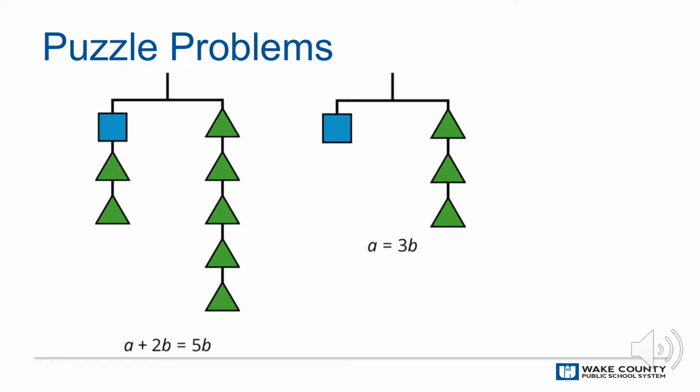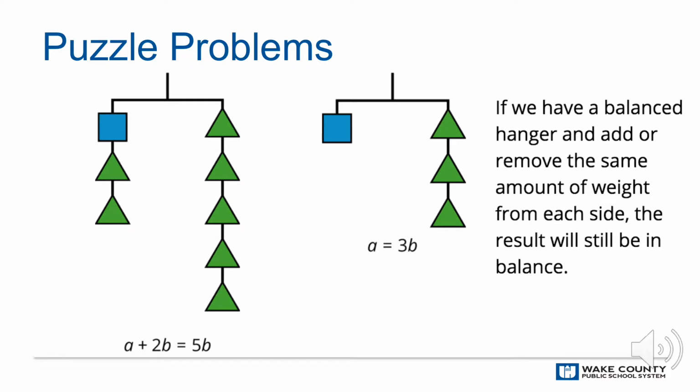Students will begin this unit by working on solving linear equations. We can think of a balanced hanger as a metaphor for an equation. An equation says that the expressions on either side have equal value, just like a balanced hanger has equal weights on either side. We can do this with equations as well. Adding or subtracting the same amount from both sides of an equation keeps the sides equal to each other.